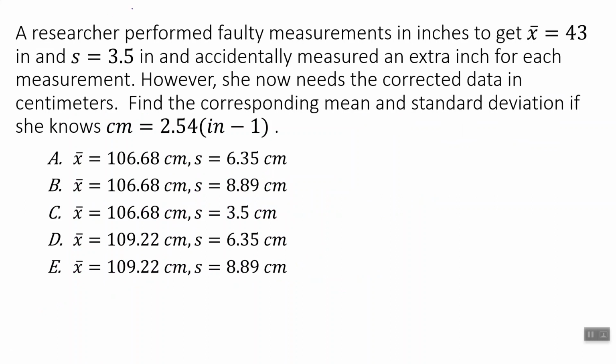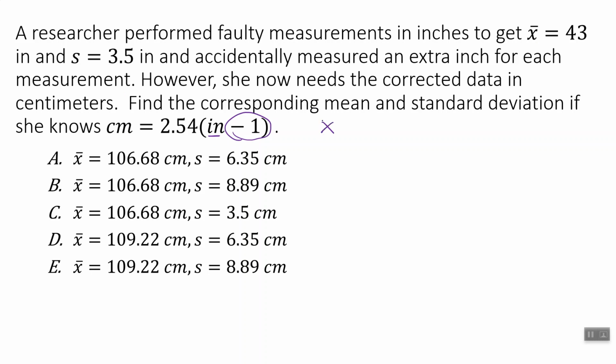A researcher performed faulty measurements in inches to get x bar, the mean, equal to 43 inches and standard deviation to equal 3.5 inches, and accidentally measured an extra inch for each measurement. However, she now needs to correct the data in centimeters. Find the corresponding mean and standard deviation if she knows centimeters is 2.54 times her inches minus that one correction factor there.